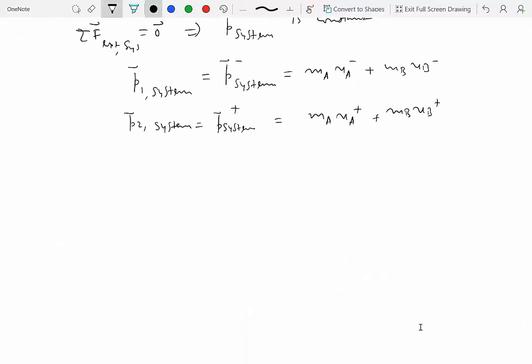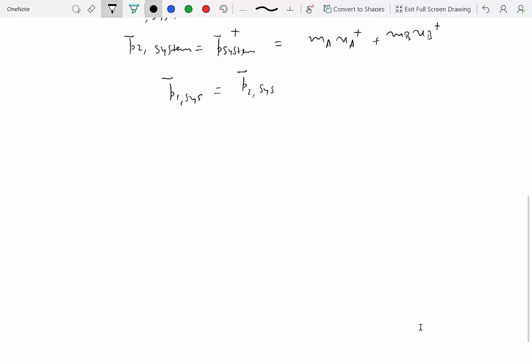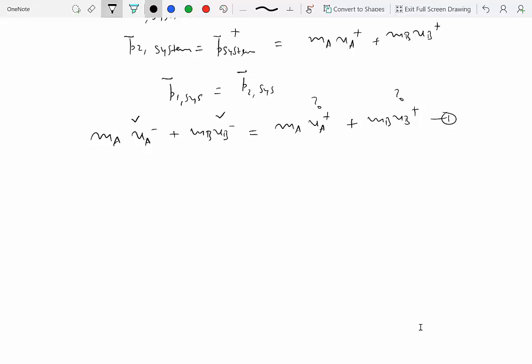So P1 of system is equal to P2 of system. So we can write mA vA minus plus mB vB minus equal to mA vA plus plus mB vB plus, the post-impact velocities multiplied by the masses, right? So if, let's say, we knew the initial velocities of the two particles and we were looking for post-impact velocities, then we would have two unknowns, right? So we have two unknowns and there's only one equation. Clearly, we cannot solve for both unknowns from one equation.